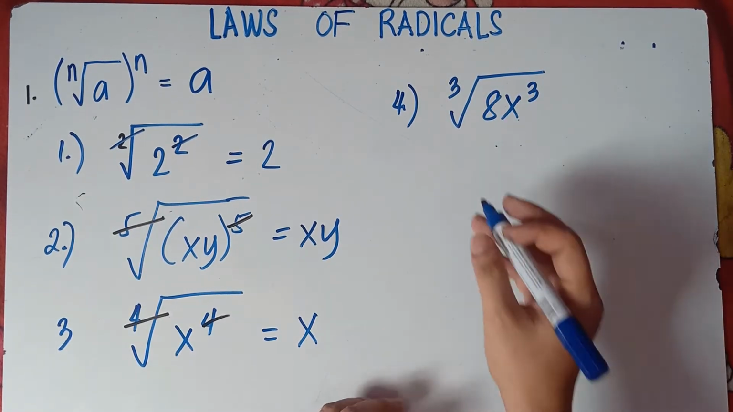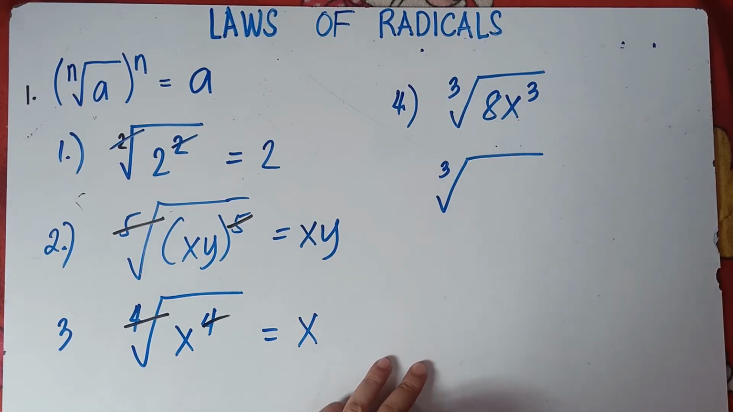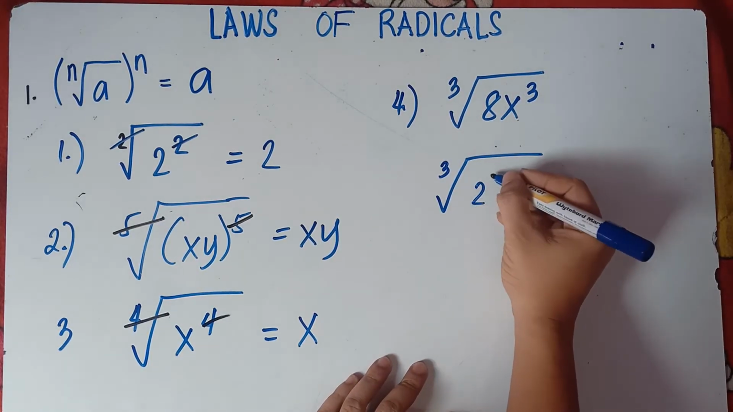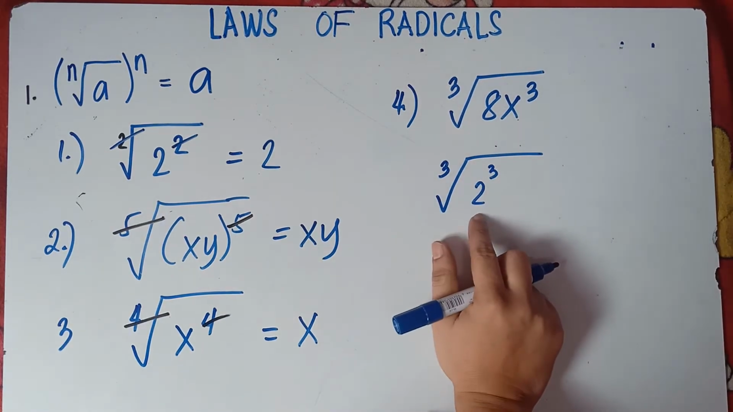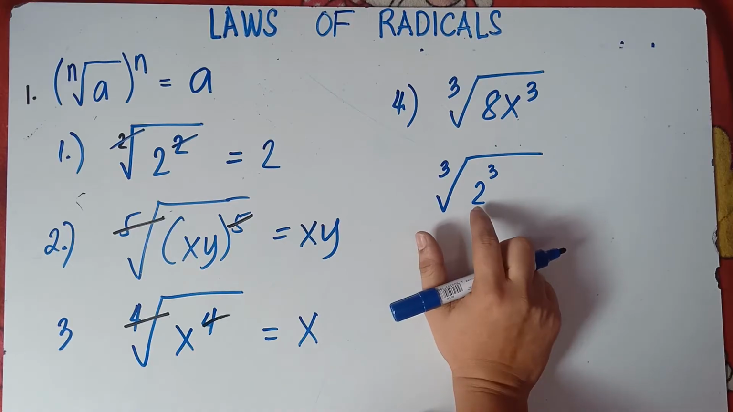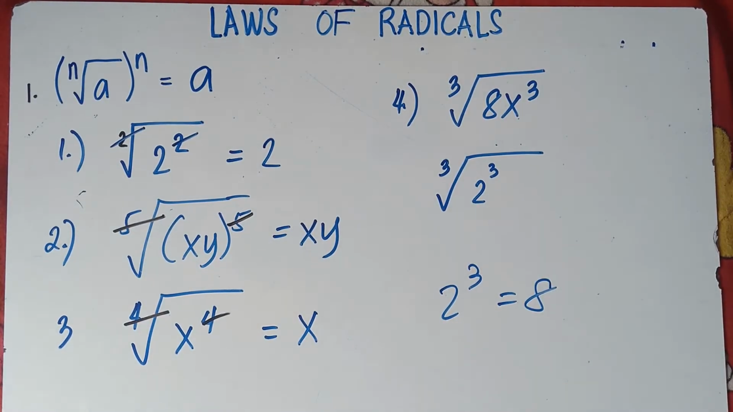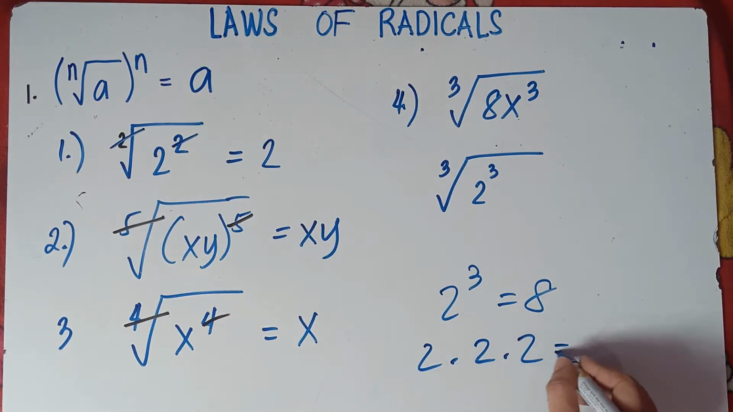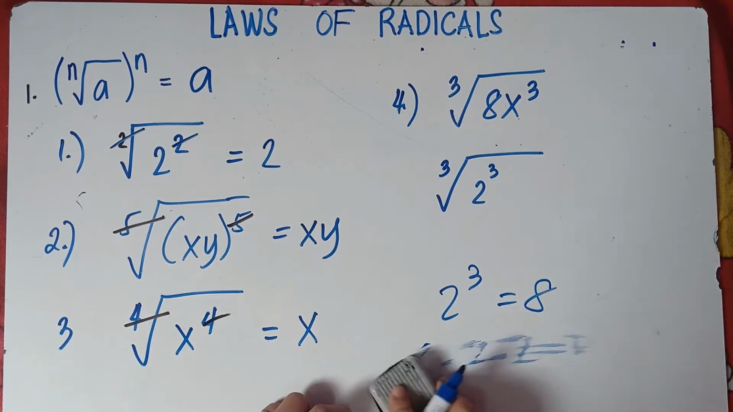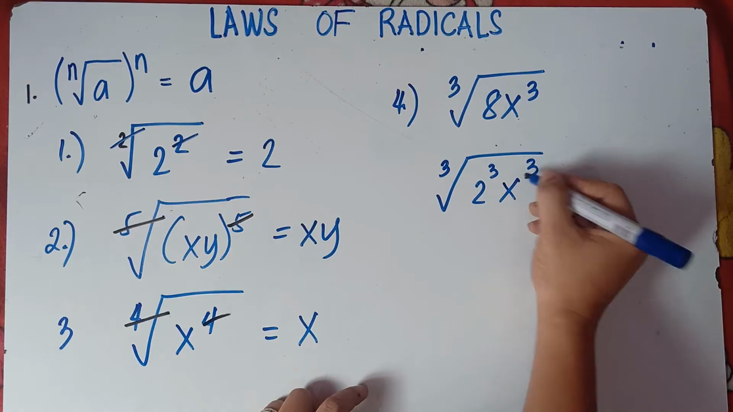Or you can also write this as the cube root of 8, that is 2 raised to the power of 3. Is 2 raised to the power of 3 equivalent to 8? Yep. 2 raised to the power of 3 is the same as 8, because 2 times 2 is 4, times 2 is 8. So therefore, you can write this one as 2 raised to the power of 3 and copy x cubed.